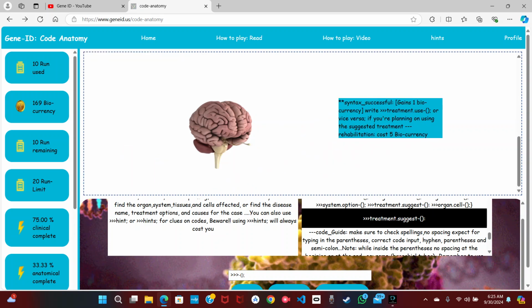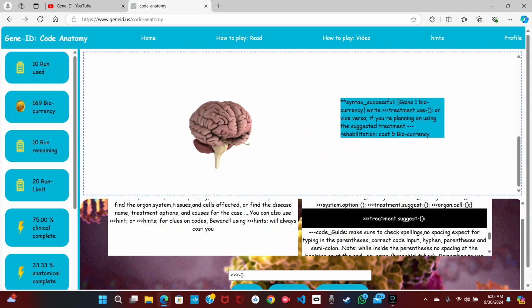All right, so we have what we have here, and treatment that suggests worked. So to treat this case, one of the treatments is rehabilitation, and it's telling us right here, treatment that use or vice versa. So basically, if we write this, it means that we've used the treatment and it costs us 5 biocurrency. Since I have enough of it, I will go ahead and use it to complete the case for today.